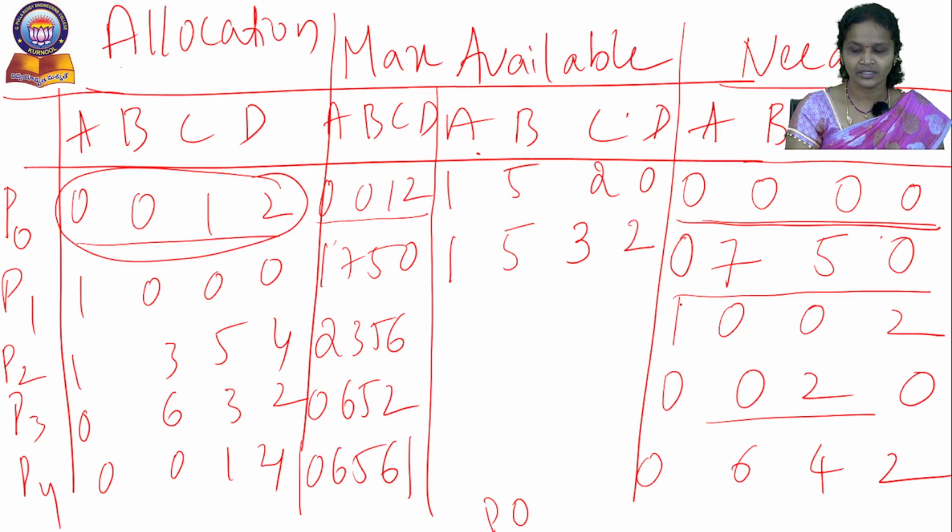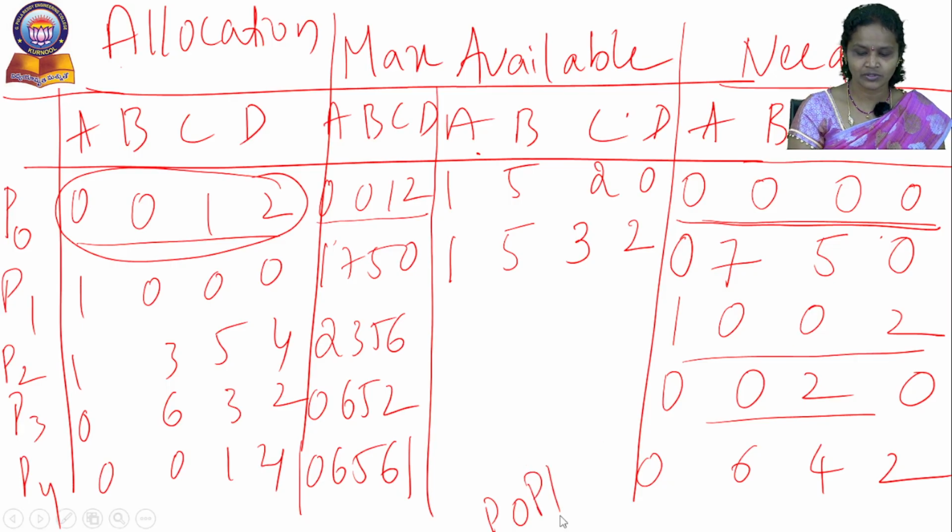Again, let us take process P1. Again we get the same problem. Here it requires 7 resources, but here we have only 5 resources. So let us not take process P1. Let us see whether we can satisfy the request of another process.